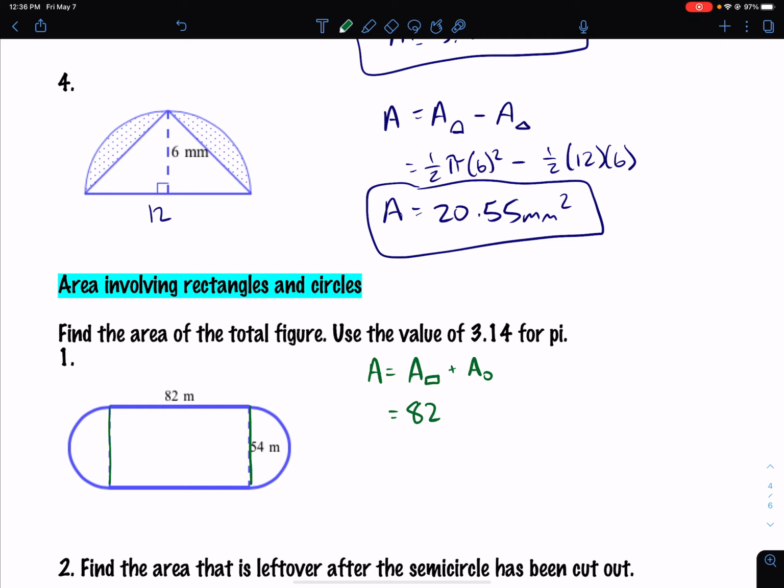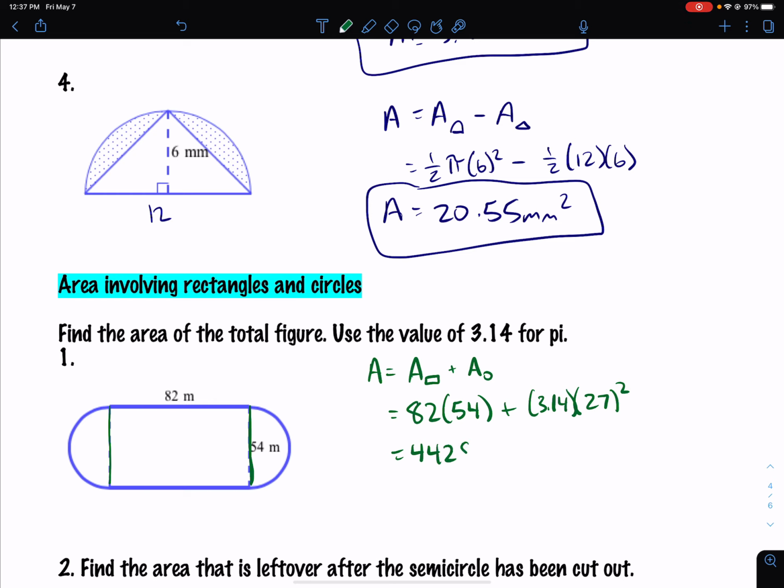So the area of the rectangle is 82 times 54. The area of the circle is pi, which they want us to use as 3.14, so pi r squared. Now, the diameter here is 54, so the radius has to be half of that, which is 27. Okay? So now the numbers are getting a little bit bigger here. Times 54, you'll want your calculator for this.